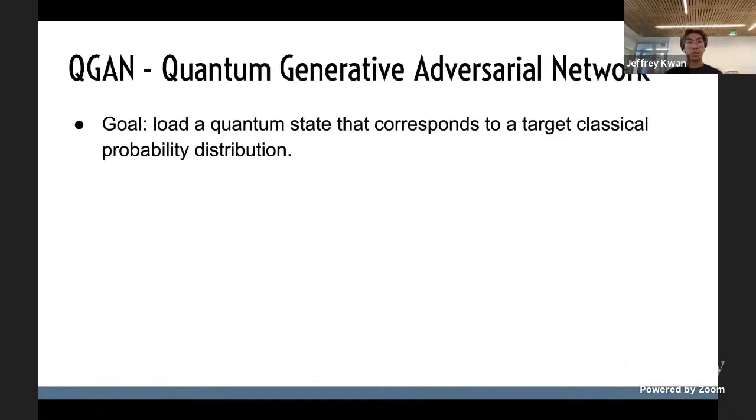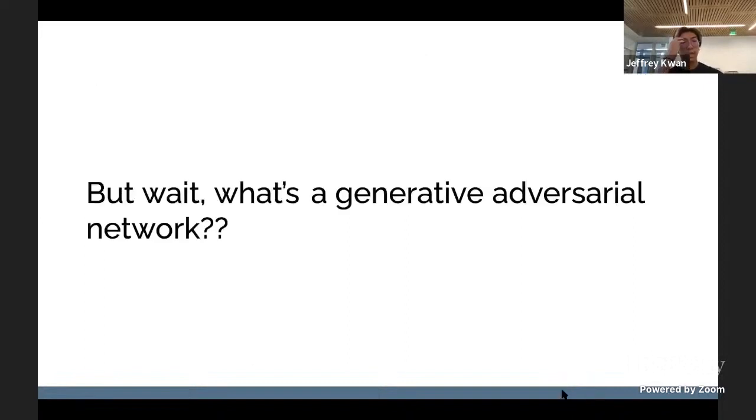So what a QGAN, or quantum generative adversarial network, is, is that your goal is to load a quantum state that corresponds with the target probability distribution. And again, you can use this quantum state in other applications, such as the quantum recommendation system I mentioned in the beginning. But before that, let's backtrack and talk about what a generative adversarial network is.